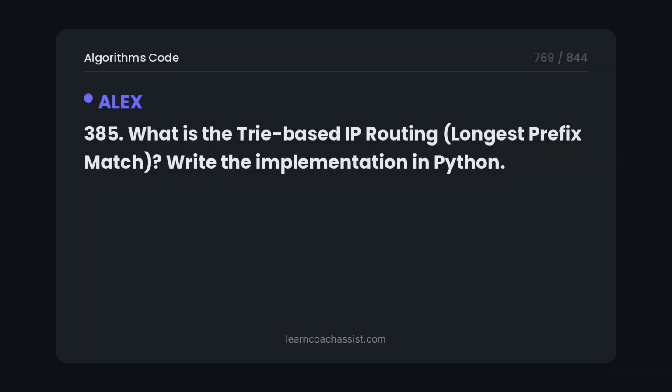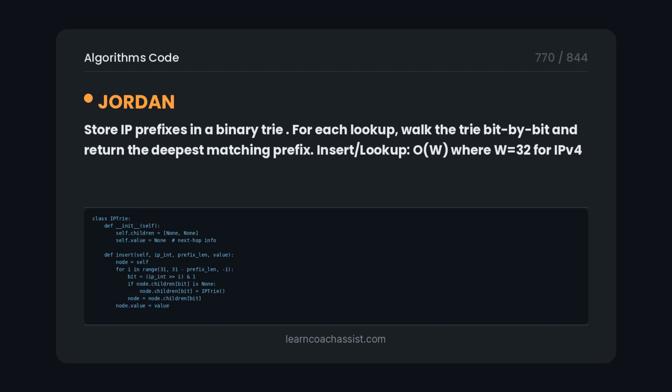385. What is the tree-based IP routing, longest prefix match? Write the implementation in Python. Store IP prefixes in a binary tree. For each lookup, walk the tree bit by bit and return the deepest matching prefix. Insert/lookup O(W), where W equals 32 for IPv4.